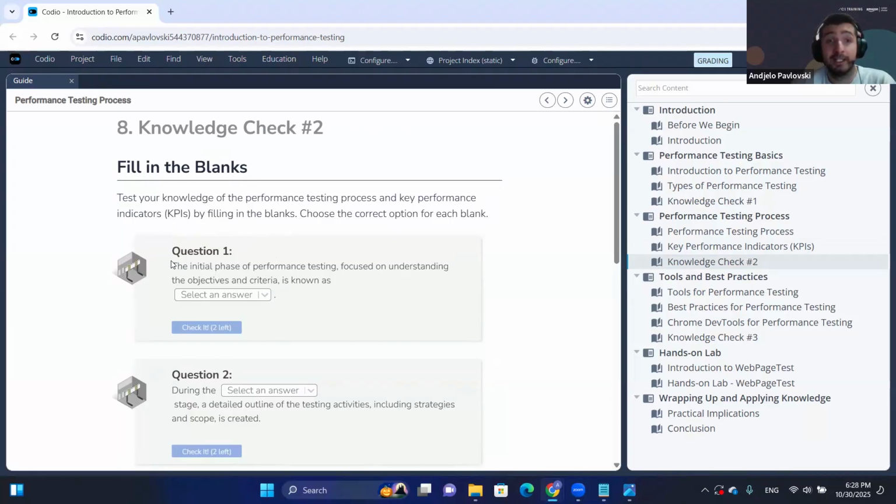So, question 1. The initial phase of performance testing focused on understanding the objectives and criteria is known as. You can write whichever you think is correct in the chat. Let's see what you all think. I see requirement gathering. All right. I'll give it a bit more time so the others can look at the answers and see what they think is correct. I see another vote for requirement gathering. All right.